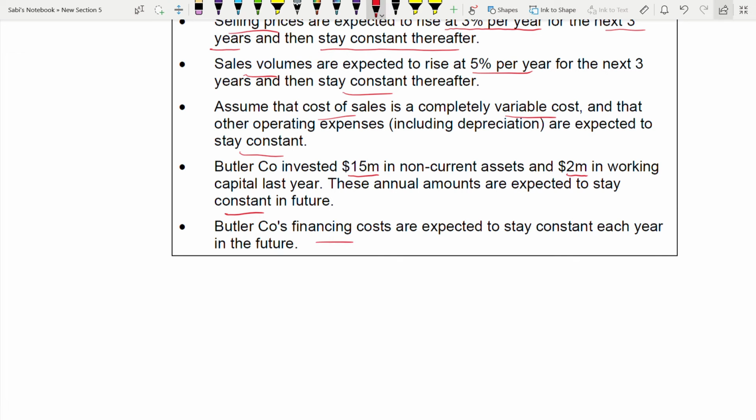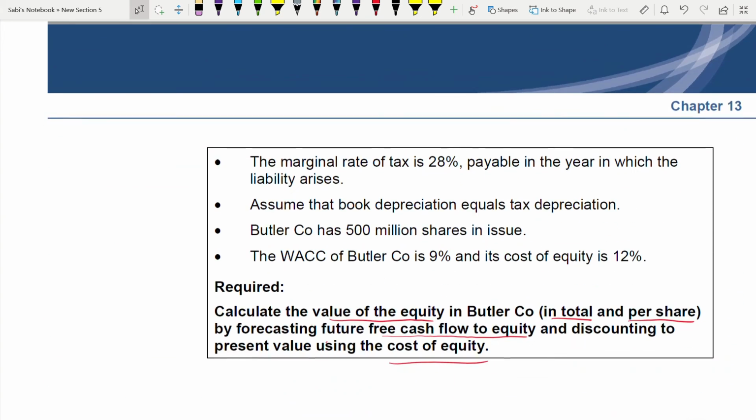Financing costs are constant. So wherever things are the same, marginal tax is 28% and it is payable in the year in which it arises. Book depreciation equals tax depreciation. They have 500 million shares in issue. 9% is the WACC and cost of equity is 12%. Okay, so now let us do this question in Excel.